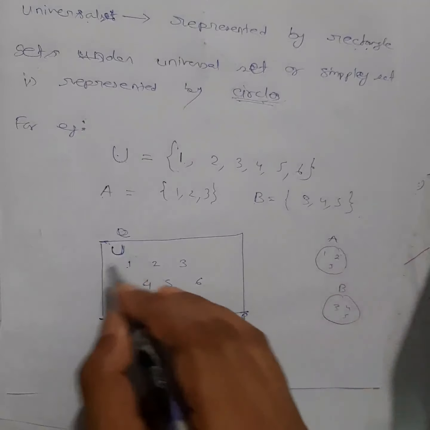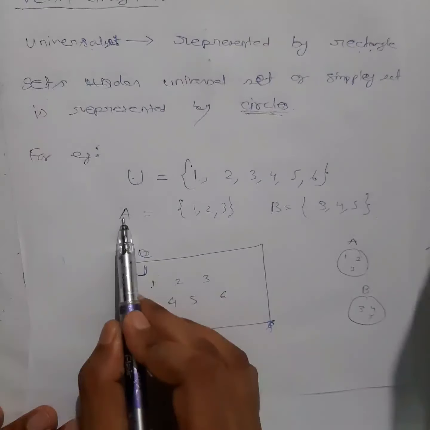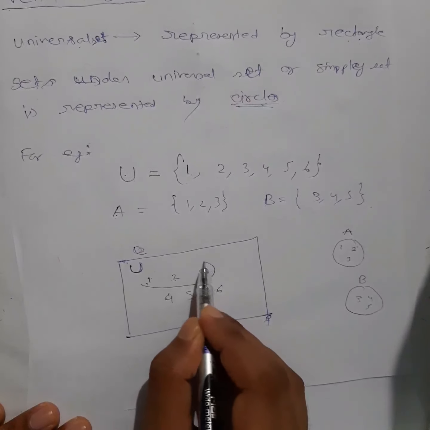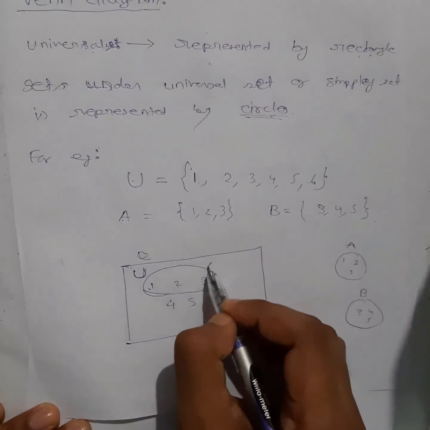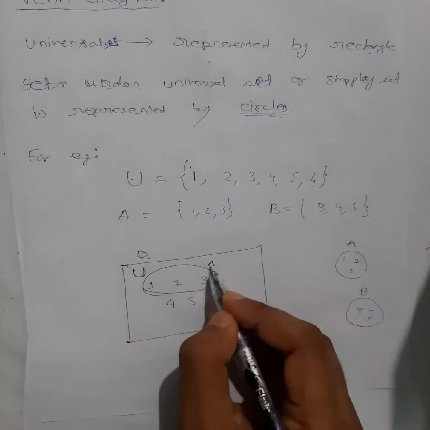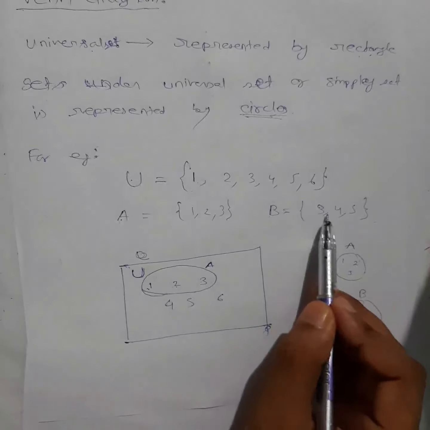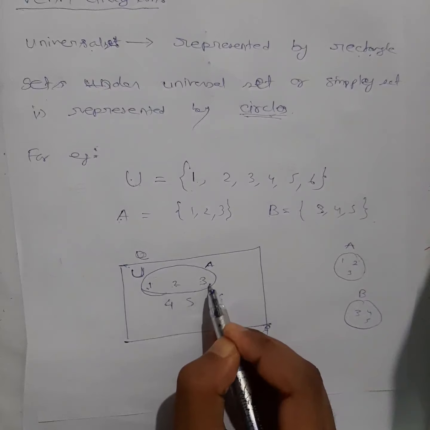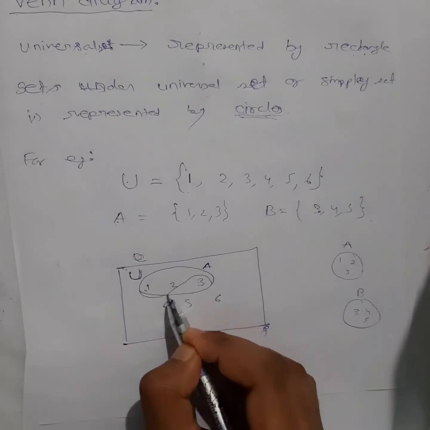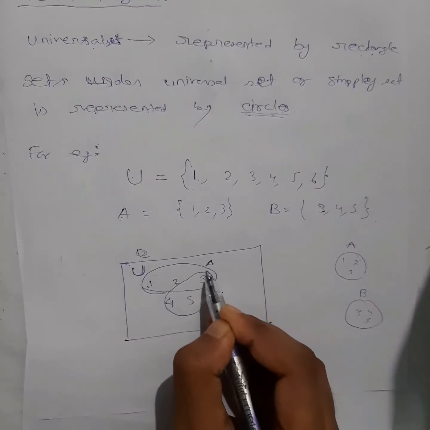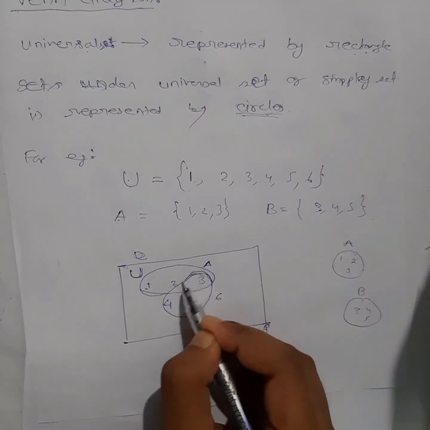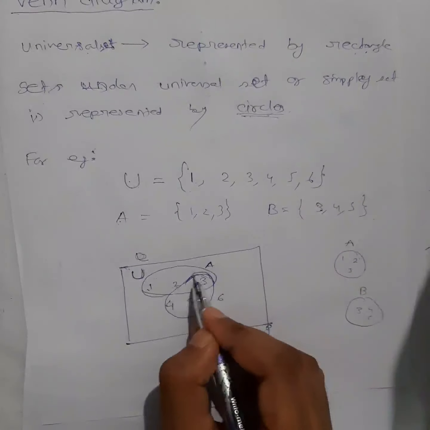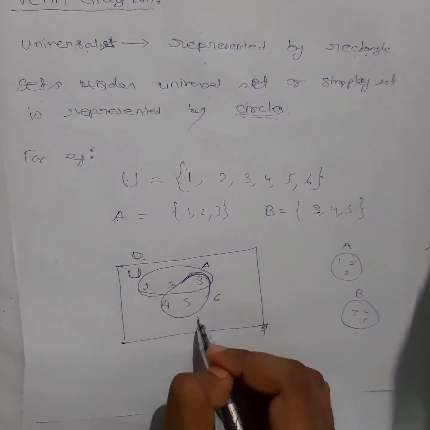Now how will I represent this here? See carefully, what are the elements of A? 1 2 3. So this is your set A. Now in your set B, what are the elements? 3 4 5. Let me draw it first. 3 4 5, these are the elements, right? So this will be your set B. Let me draw it like this. This does not look like a circle, right? That's why I said it is also denoted by a closed curve. Anyway, this will be your set B.